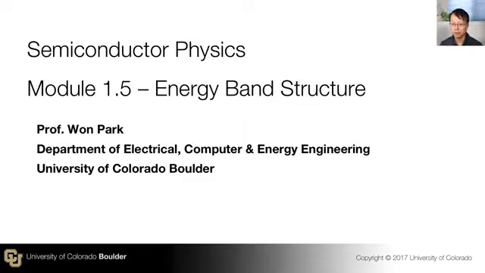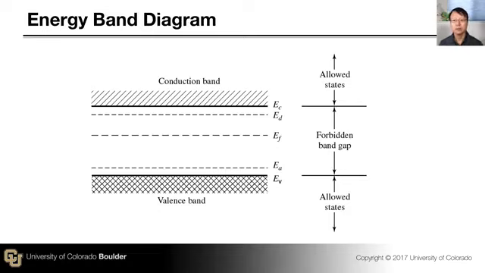In this video, we will discuss energy band structure. So we now know that the energy band of a semiconductor is composed of two bands and one forbidden band gap that separates the two. The energy band above the forbidden band gap is called the conduction band, and the energy band that is below the forbidden band is called the valence band.